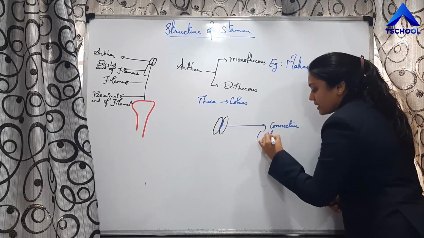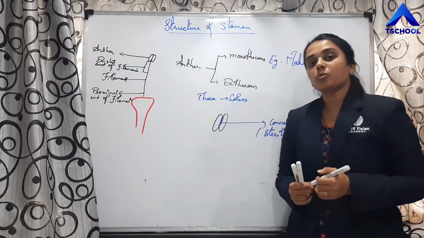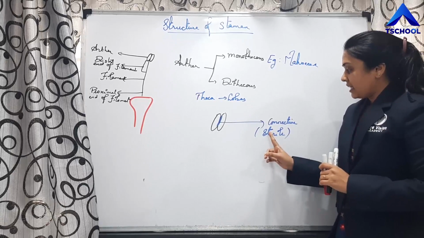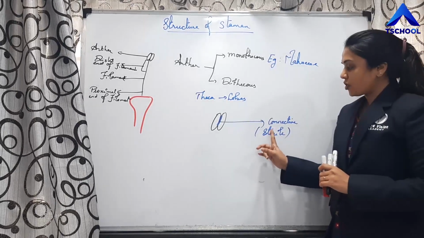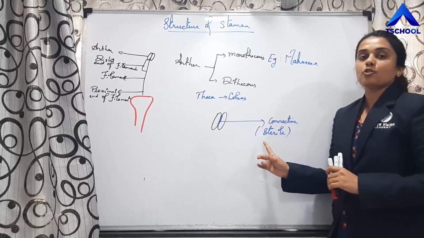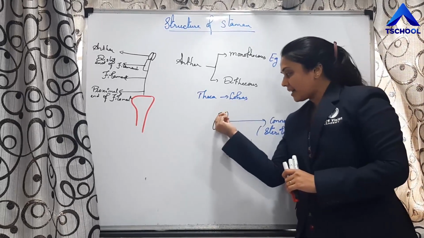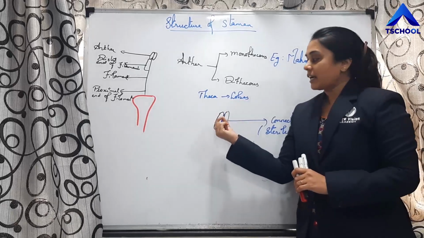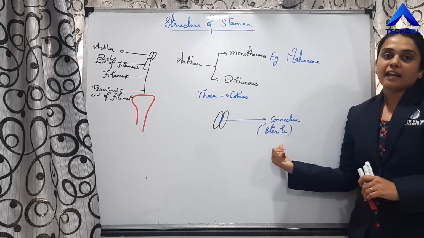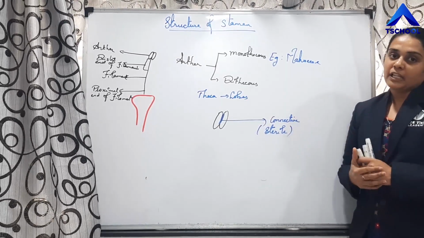This tissue is sterile tissue. Right? So there are two types of tissues, sterile tissue and fertile tissue. This tissue is a sterile tissue, which means this tissue does not take part in the process of reproduction. So the two anther lobes are connected by a tissue that is called as connective, and that connective is a sterile tissue, which means it does not take part in the reproduction.